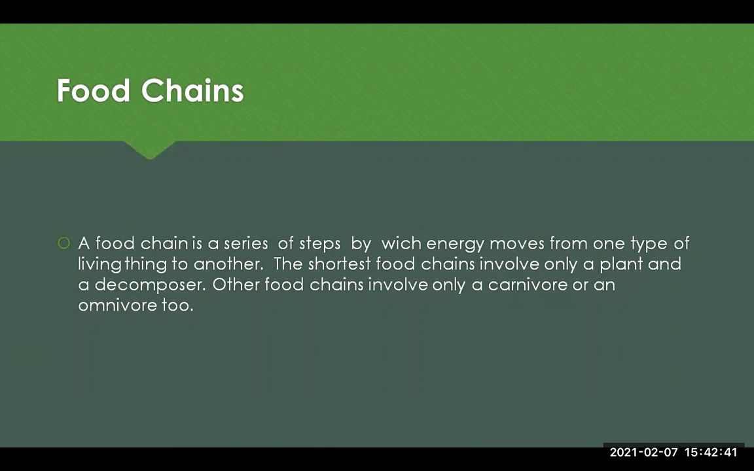Food chain. A food chain is a series of steps by which energy moves from one type of living thing to another. The shortest food chain involves only a plant and a decomposer. Other food chains involve a carnivore or an omnivore too.